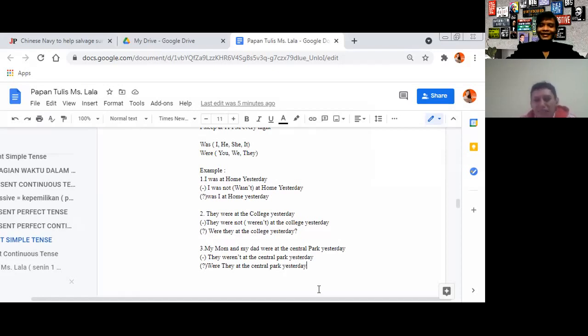Very interesting. This part is very interesting. This is the main point of the grammar, the grammar of English. This is an important part also.